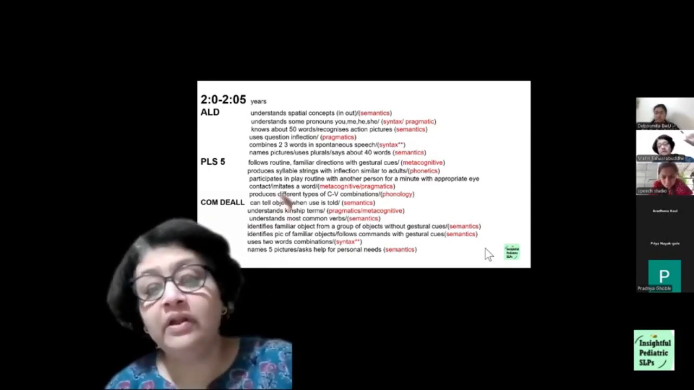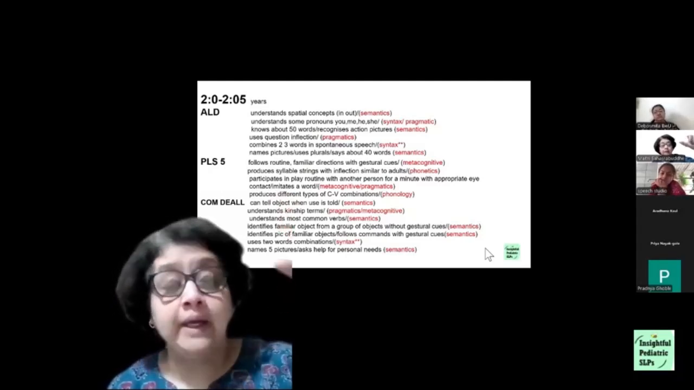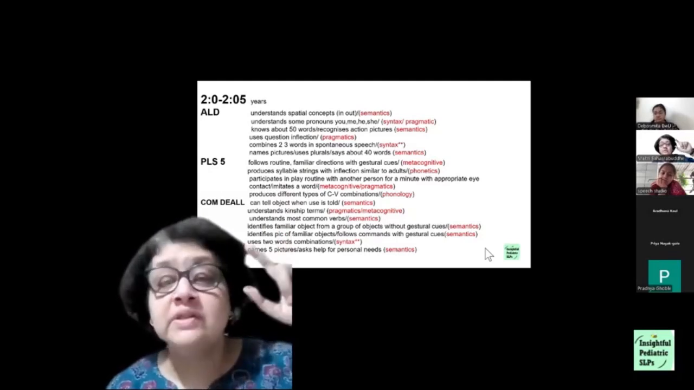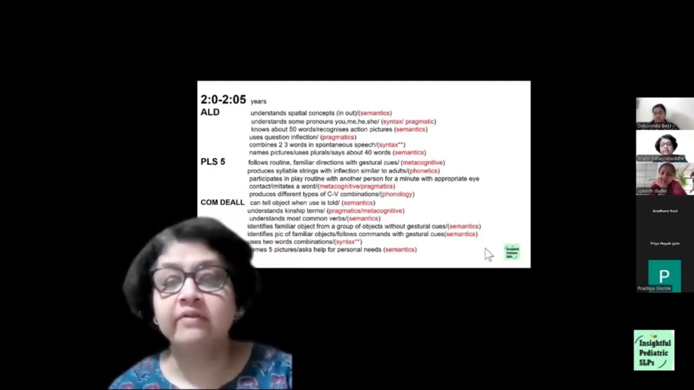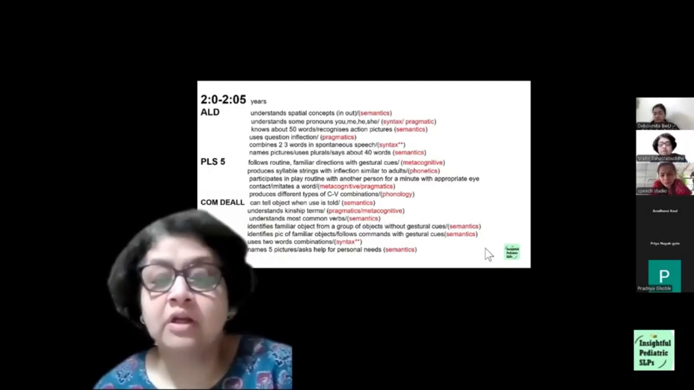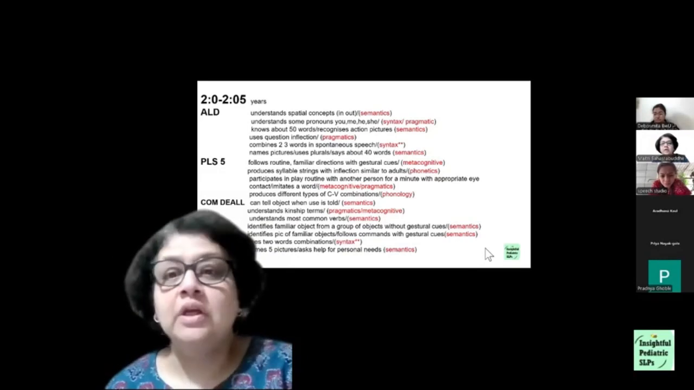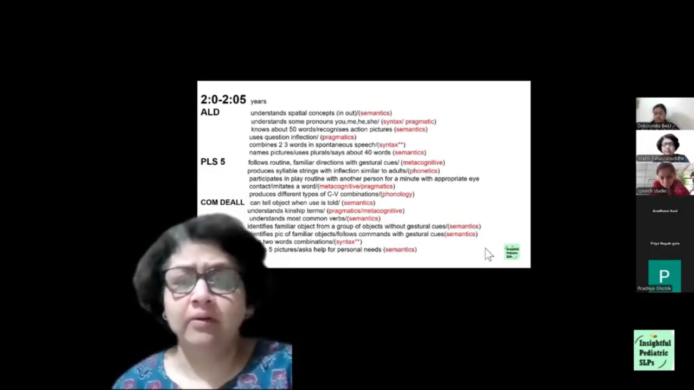So if I see between the age of 2 to 2.5 years, if I actually perform the ALD, I'm checking more of the semantics of that particular language rather than any other aspect of language, right? I haven't spoken about the phonology, the morphology, or even the syntax for that matter, right?